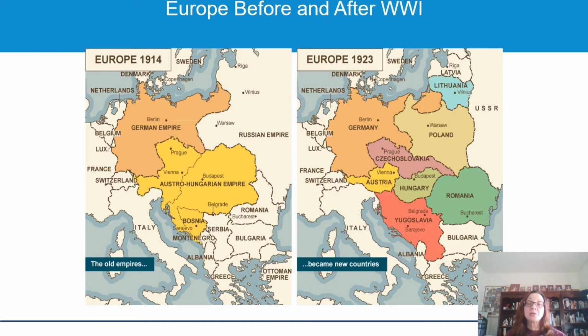This map just shows us the before and after the Treaty of Versailles in World War I. And you can see how so many new little countries were created, like Czechoslovakia and Yugoslavia. Romania became much larger. Poland was recreated, taking lands both from Russia and Germany. And so Europe is going to look vastly different after the war than it did before the war.